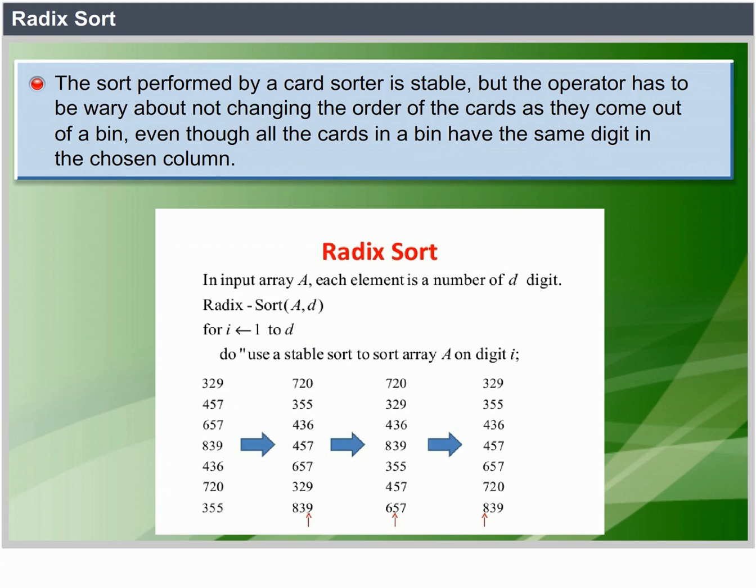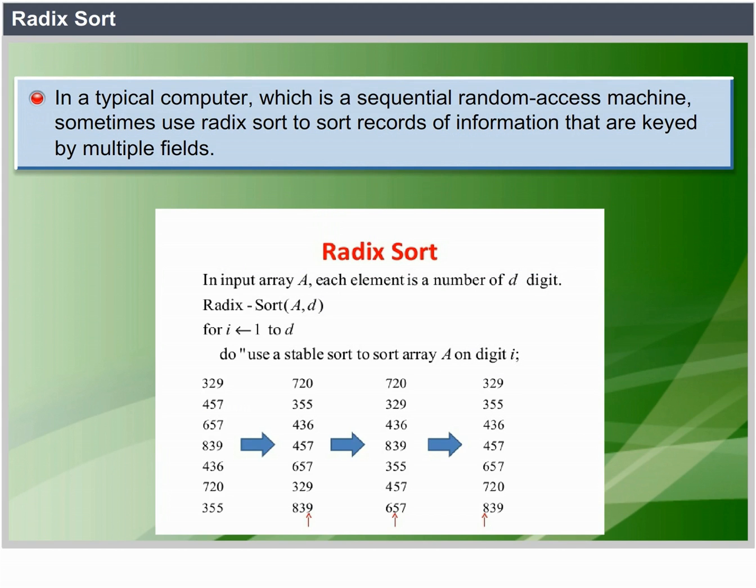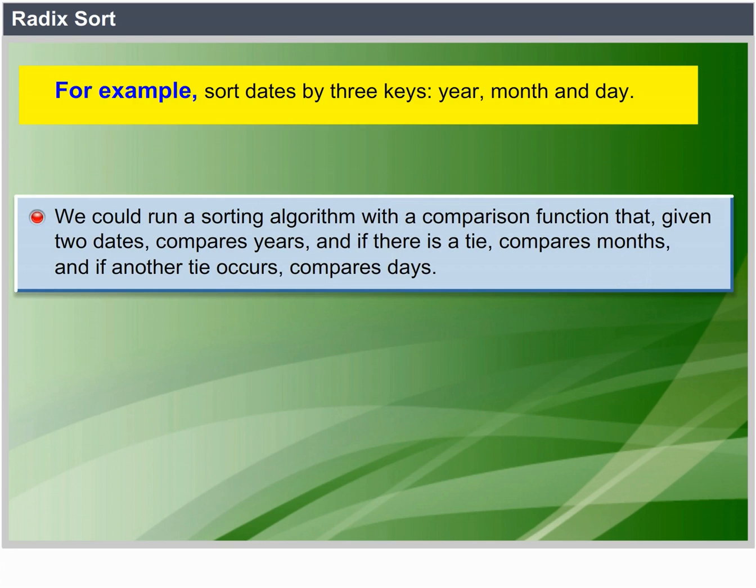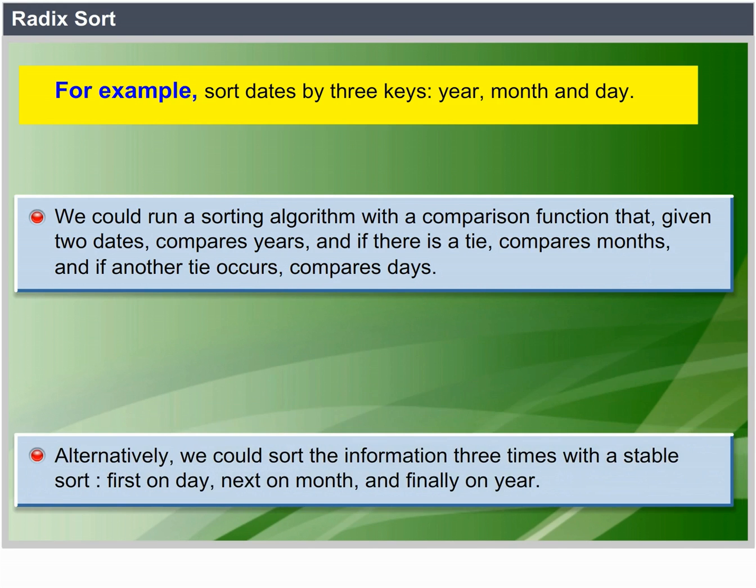In a typical computer, which is a sequential random access machine, we sometimes use radix sort to sort records of information that are keyed by multiple fields. For example, sort dates by 3 keys: year, month, and day. We would run a sorting algorithm with a comparison function that, given 2 dates, compares years, and if there is a tie, compares months, and if another tie occurs, compares days. Alternatively, we would sort the information 3 times with a stable sort: first on day, next on month, and finally on year. The code for radix sort is straightforward.